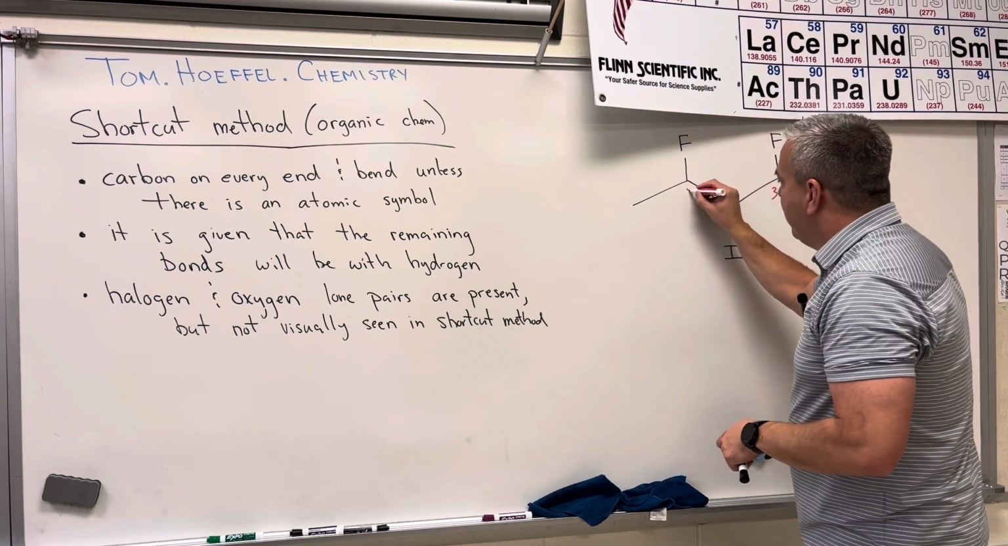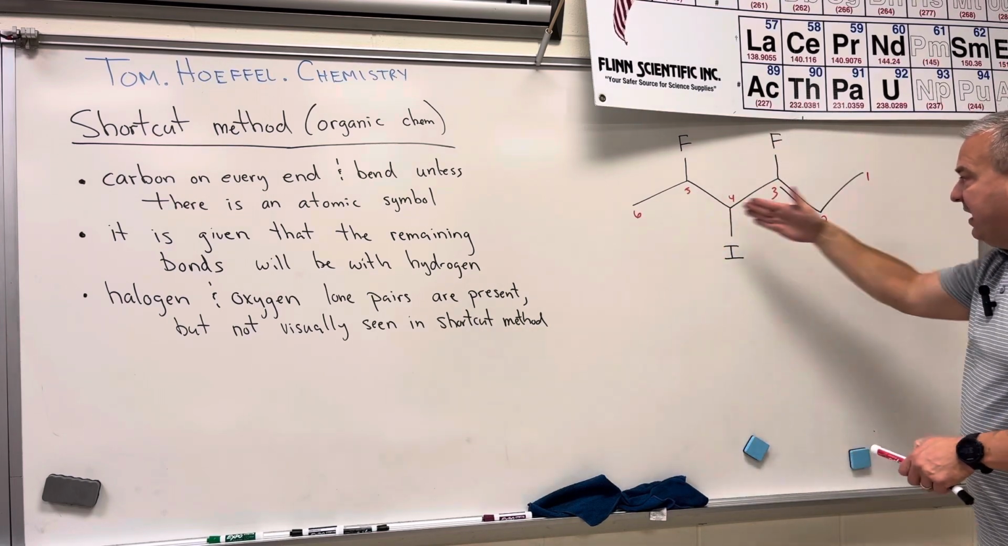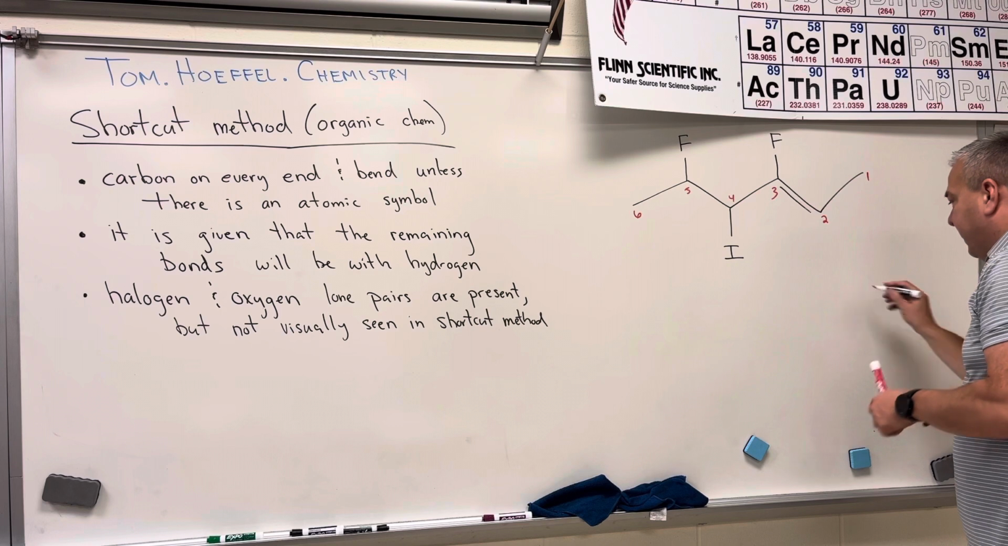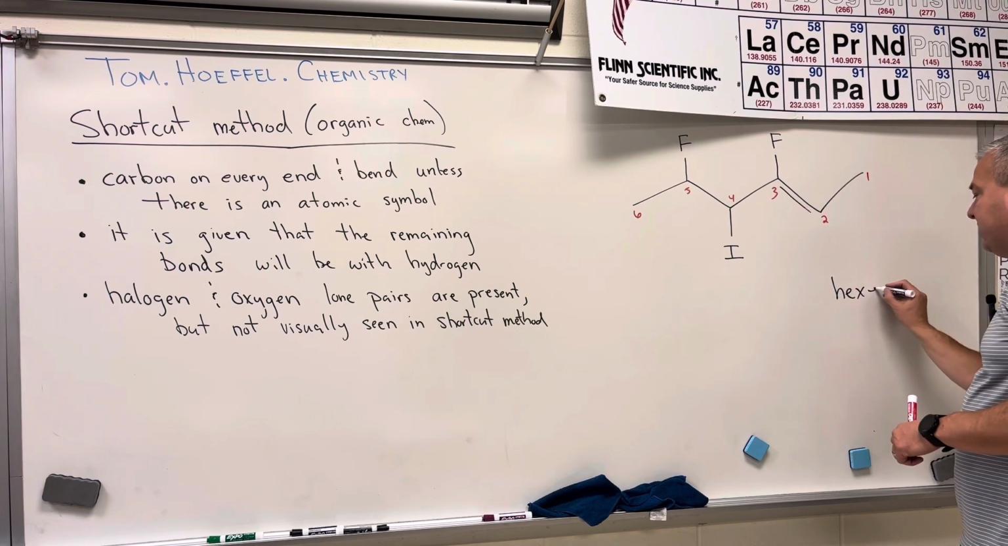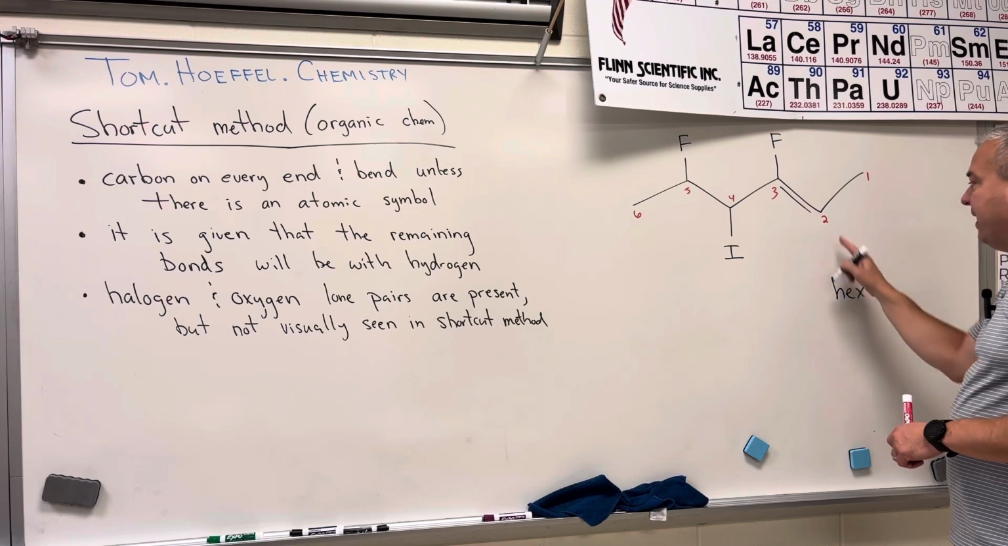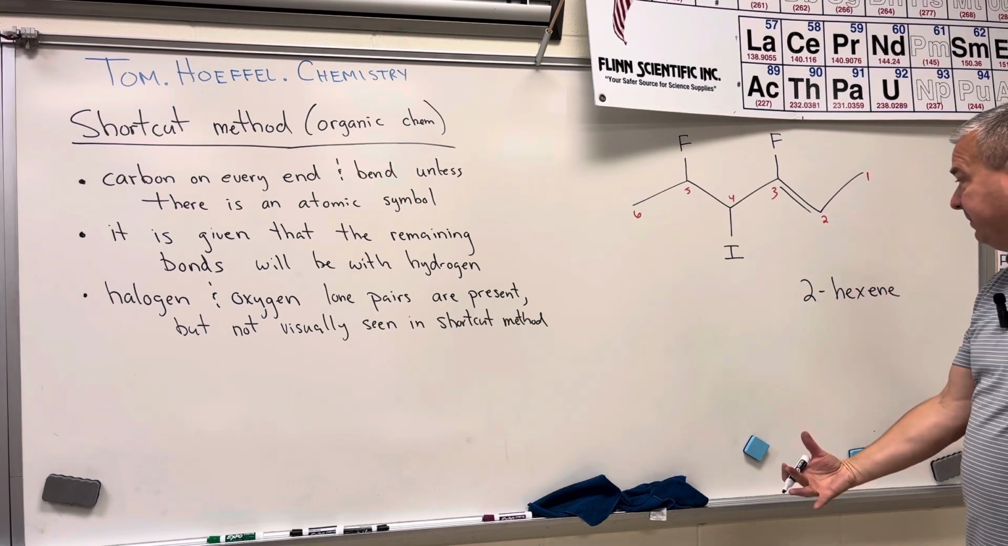So wherever I put a number, that means that's where a carbon exists, okay? It's 6 carbons long, so it gets the prefix hex. It does have a double bond, so it gets a suffix of -ene, and it's between a 2 and a 3, so we're going to call this 2-hexene, okay?